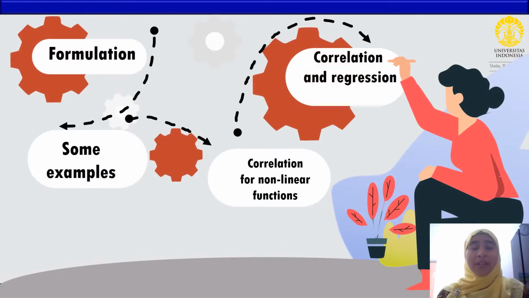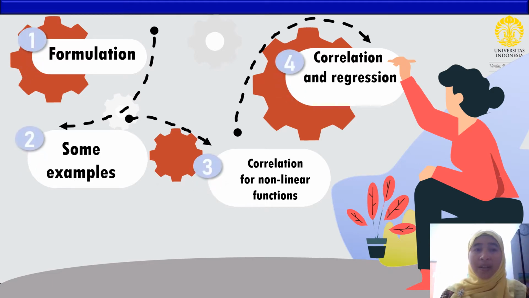So, for this session, we will learn about correlation, particularly about the formulation of the correlation, some examples of correlation, and then we will look further at the correlation for nonlinear functions, and then later on we will find the relation between the correlation coefficient and regression coefficient.